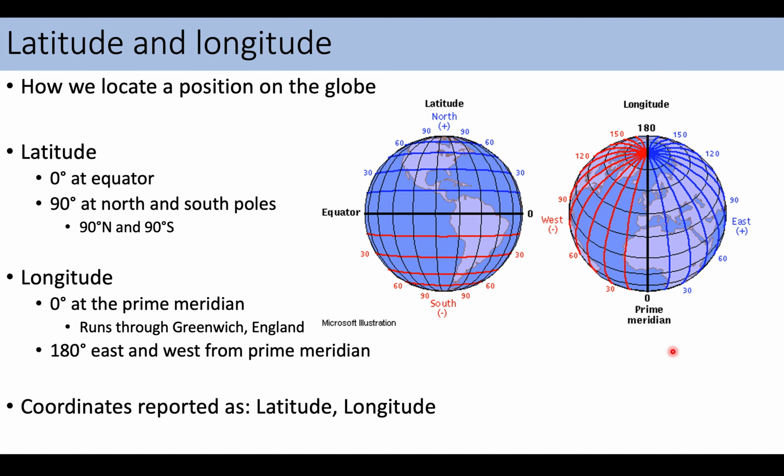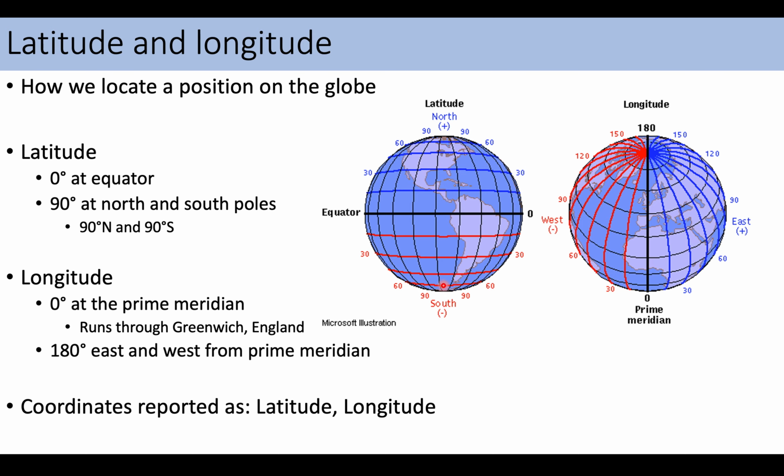So when we're looking at the globe and finding a position on our globe, we remember that our globe is a sphere. So we use latitude and longitude to report coordinates and the location on our globe. Latitude lines go around the Earth parallel to the equator. So we have 0 degrees latitude at the equator, and we have 90 degrees north at the North Pole, and 90 degrees south at the South Pole.